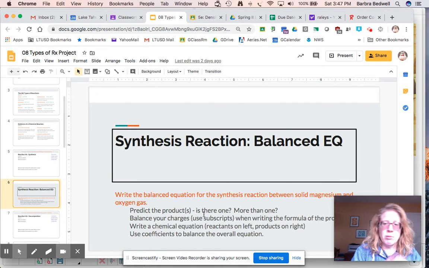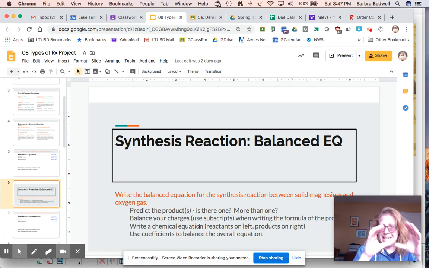Is there one product or more than one product? Make sure when you're writing your formulas or your products that you're balancing your charges, using your subscripts correctly. Use your resources to get that right. Write your chemical equation with the reactants on the left, plus, and then an arrow to the products on the right, and then make sure that your overall equation is balanced.